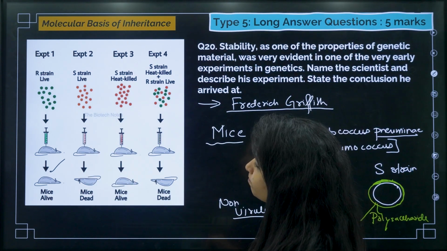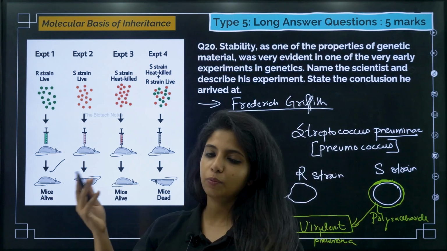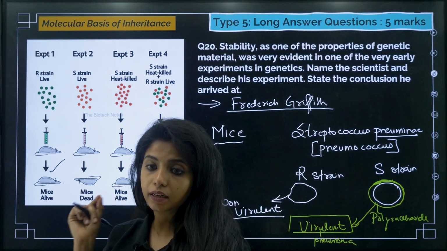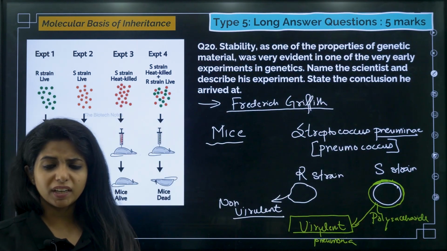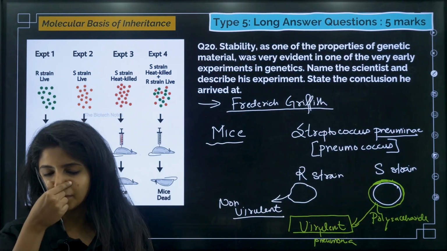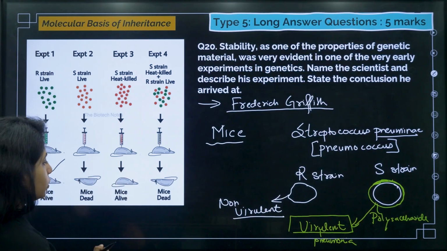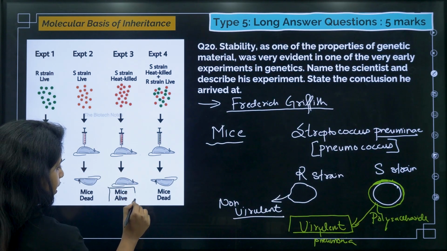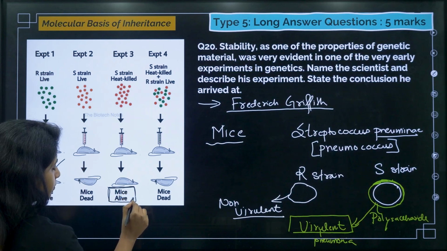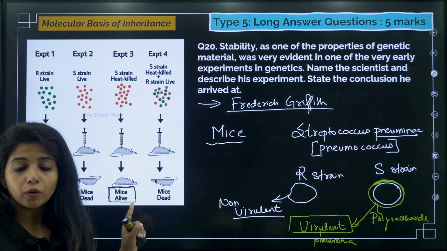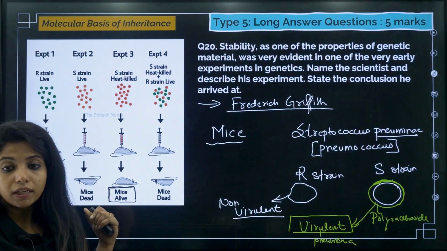Then he wanted to do a little more experiment. He heat killed the S strain. He treated it with heat and thought he had killed something. Then he put it in the mice and found that the mice were alive. The S strain, which was virulent, is now not showing the virulent character because it was heat killed.